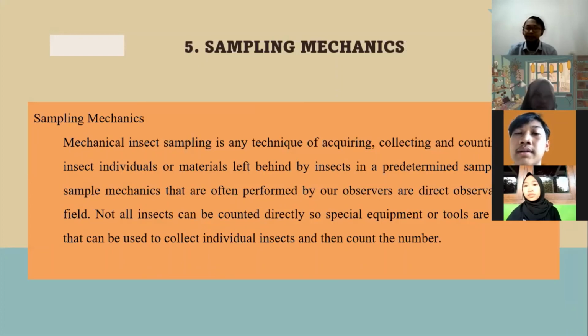Five, sampling mechanics. Mechanical insect sampling is any technique of acquiring, collecting, and counting observed insect individual or material left behind by insect in a predetermined sampling unit. The sample mechanics that are often performed by observers is direct observation in the field. Not all insects can be counted directly, so special equipment or tools are still needed that can be used to collect individual insects and then count the number.